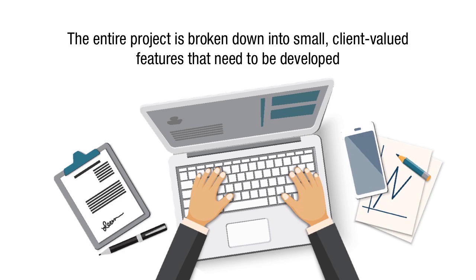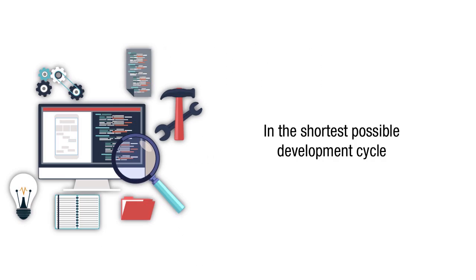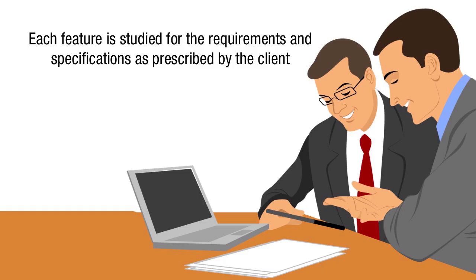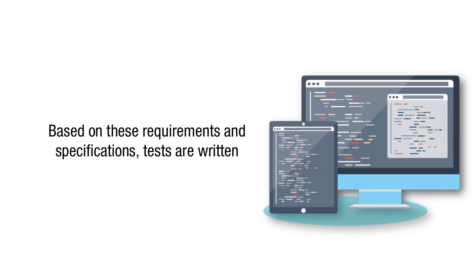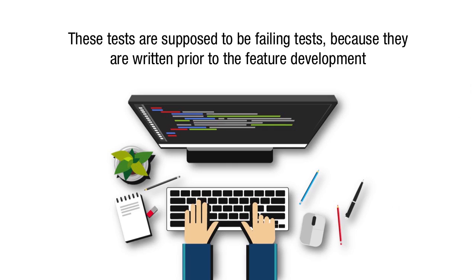TDD uses the following processes. The entire project is broken down into small, client-valued features that need to be developed in the shortest possible development cycle. Each feature is studied for the requirements and specifications as prescribed by the client. Based on these requirements and specifications, tests are written. These tests are supposed to be failing tests because they're written prior to the feature development.